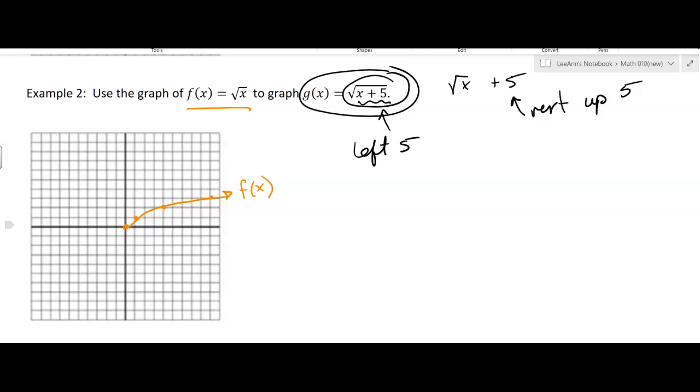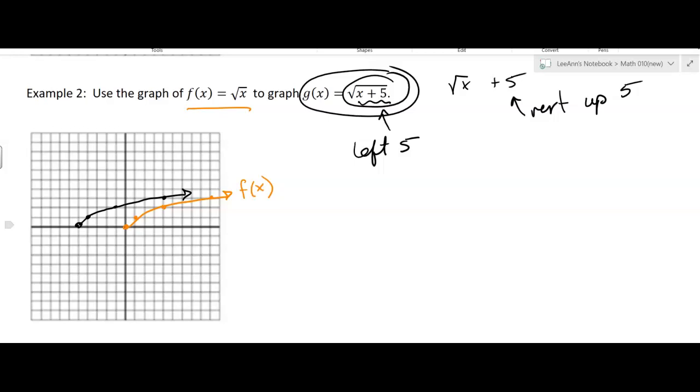1, 2, 3, 4, 5. And it's going to look like that, as well as I can draw anyway. Okay, so that's what happens with a horizontal shift.